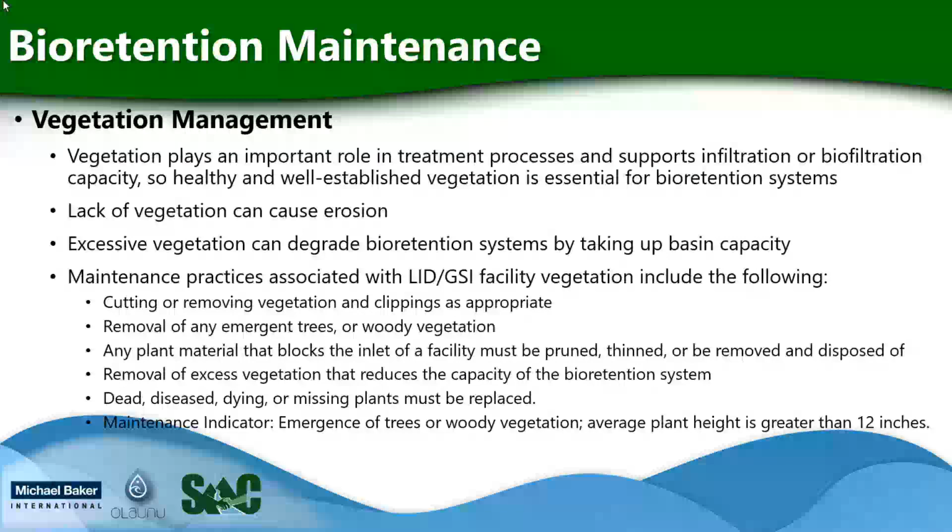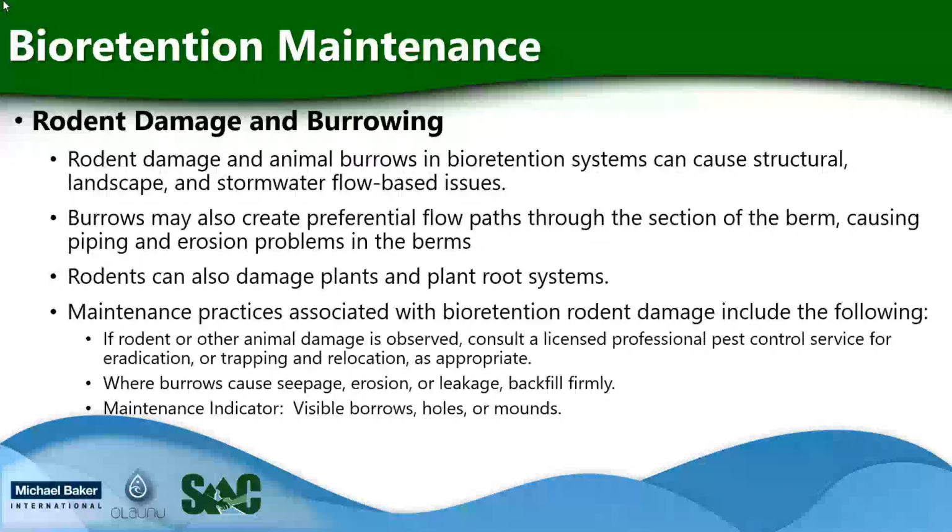Rodents can also cause a particular issue within bioretention systems. Rodent damage in animal burrows and bioretention systems can cause structural, landscape, and stormwater flow-based issues. Burrows also may create preferential flow paths and short-circuiting through the section of the berm, causing piping and erosion problems in the berm. Rodents can also damage plants and plant root systems.